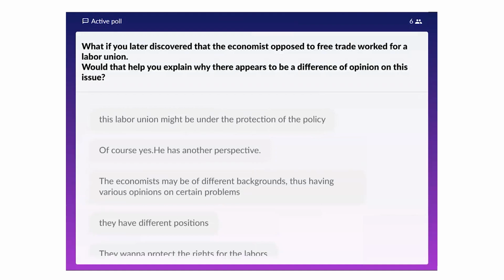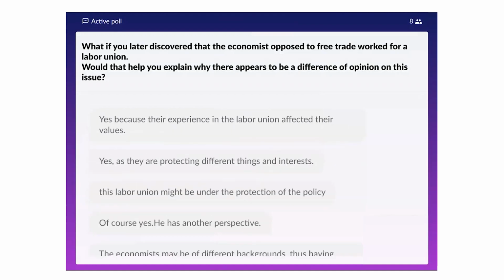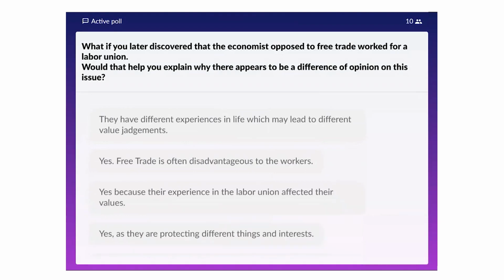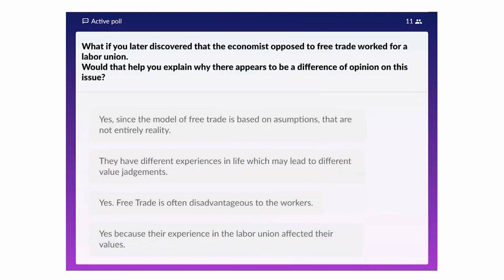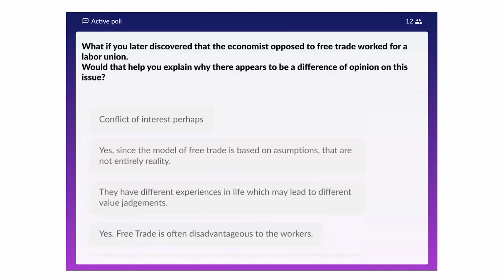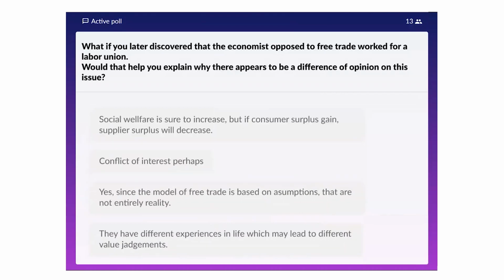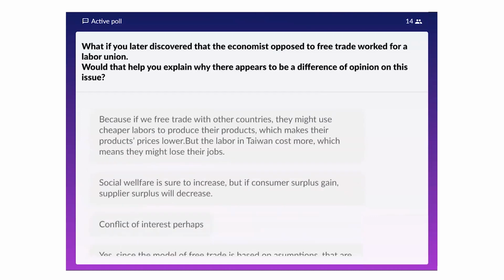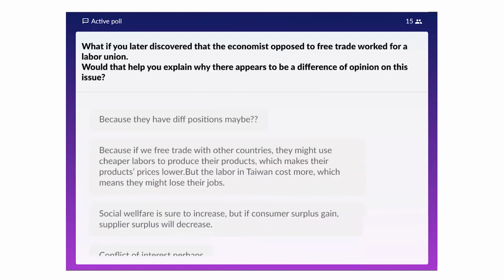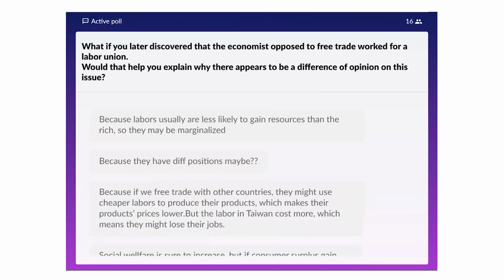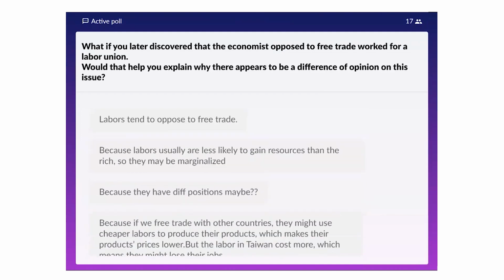I think one of the key issues here is what is the position of the labor union? Well, a lot of times labor unions are opposed to free trade because that means the union workers would have to face foreign competition, or even the companies might just outsource the production to a different country. And if the economist is paid by the labor union, then of course it's likely that the economist would express an opinion that's consistent with the labor union.